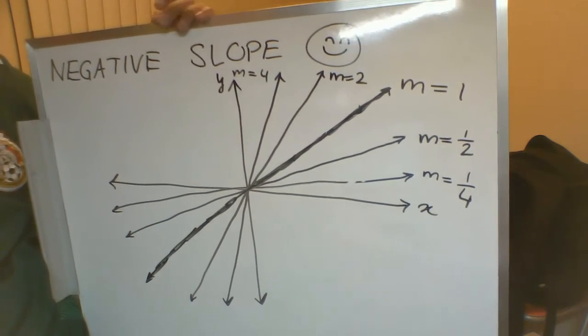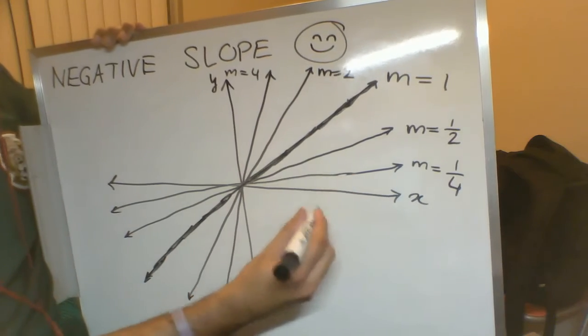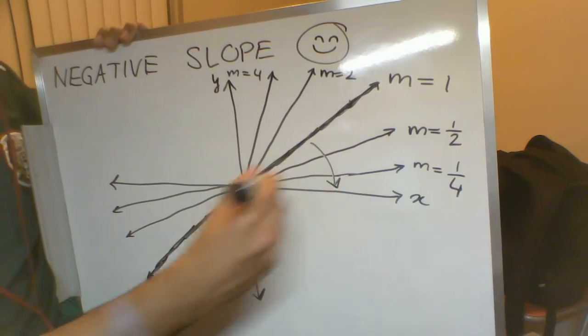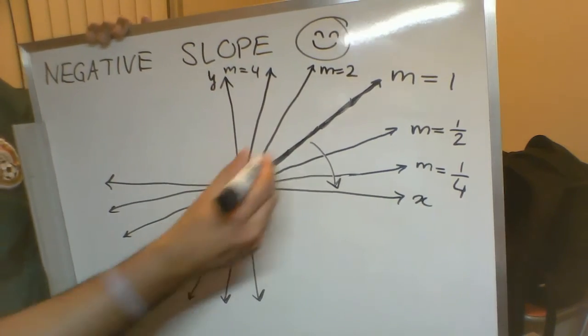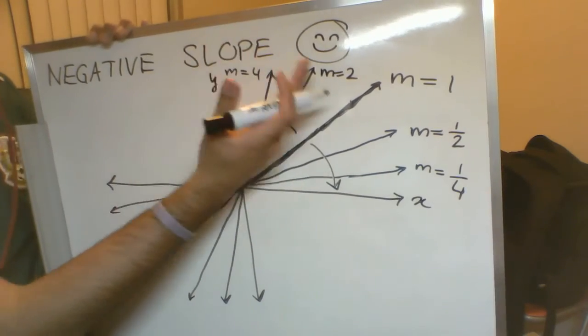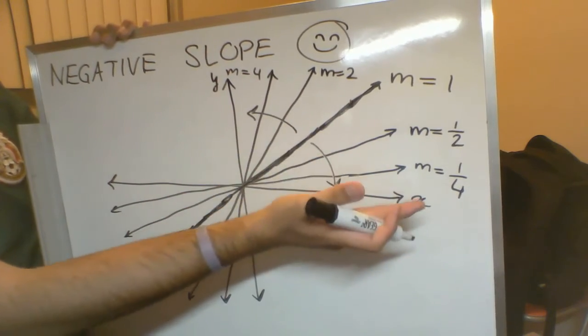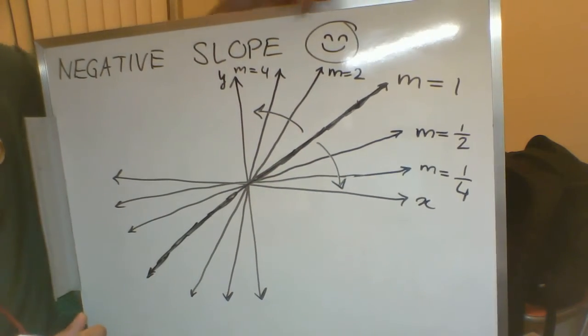Like so. So that was our line for a slope of 1. And then going down this way, our slope is getting smaller. And going this way, our slope is getting larger. So all of these ones have a slope larger than 1. And then all of those ones have a slope smaller than 1.